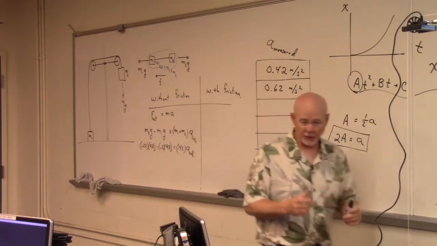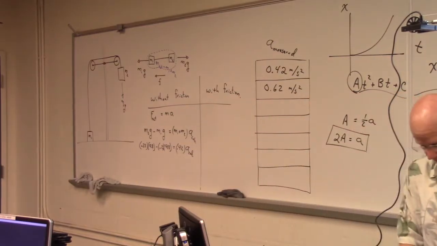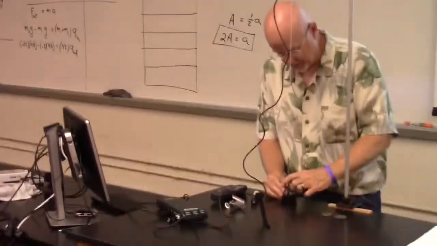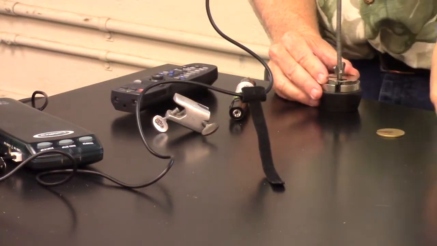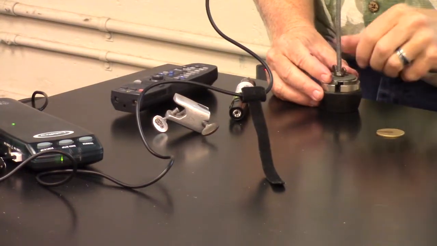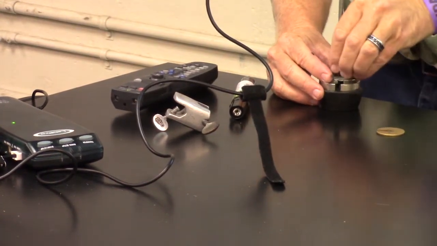All right, let's try the third one. The third one says add another 10 grams. All right, so let me just check. This is a 10 grams, and so is this one, so I'll do this one. So now I have 240 on here.